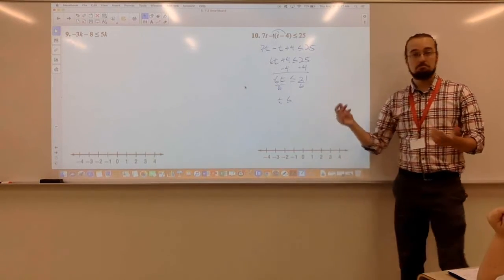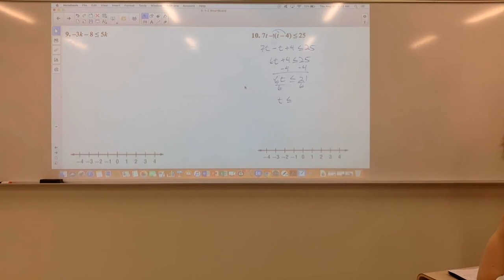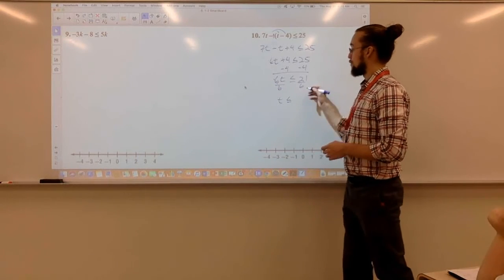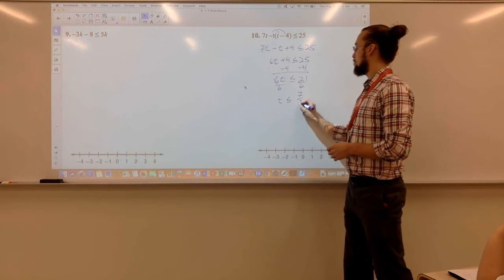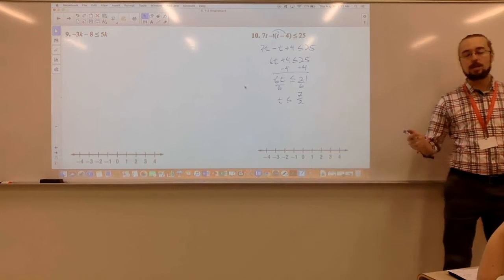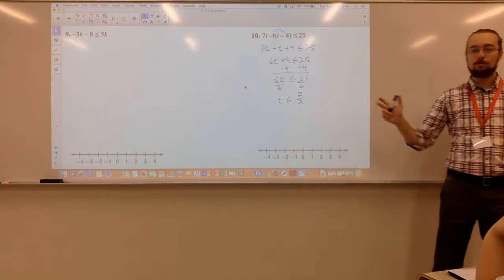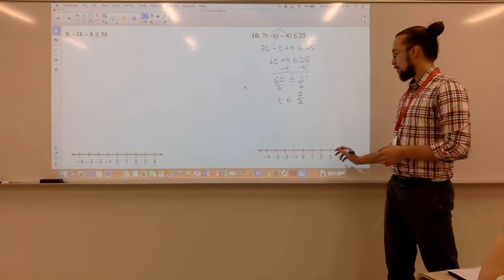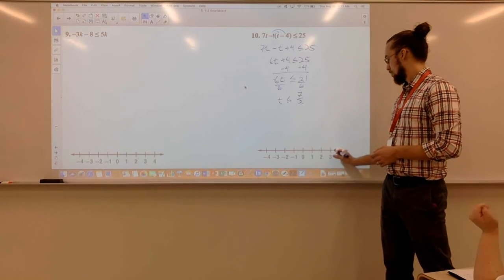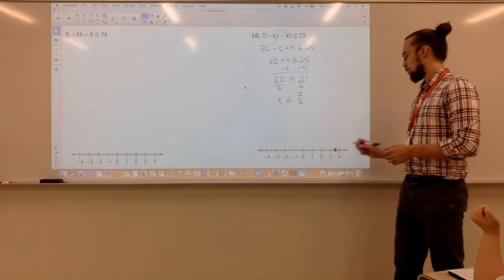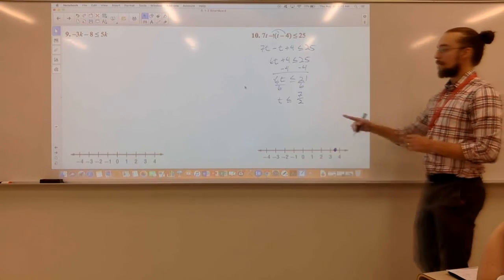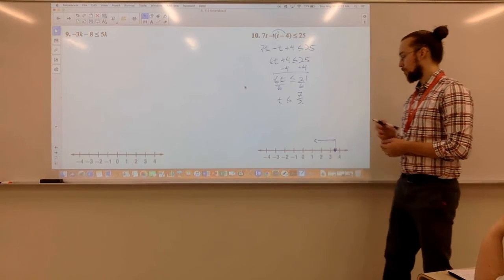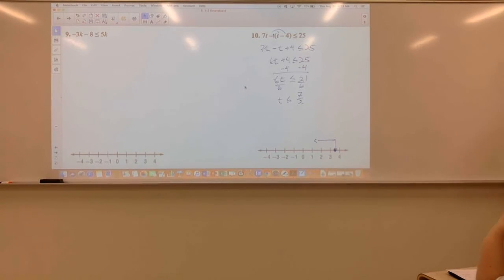This is not a nice number, right? 21 isn't divisible by 6. You can divide by 3. Right, both of these are divisible by 3, so I can reduce this to 7 halves. If you put that in your calculator, though, you would get 3.5, which is okay as well. So on the number line, that's going to be right here, right in between 3 and 4, and I want everything less than 7 halves. So I'm going that way.